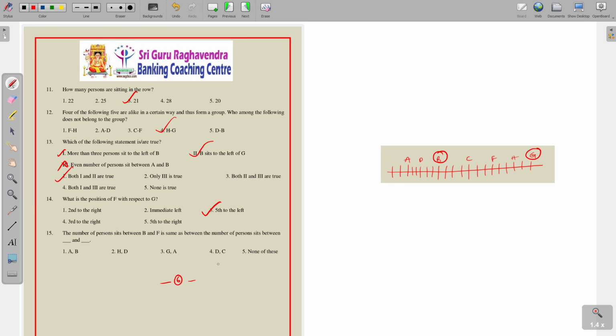So see, first one, A and B, 1, 2, 3, 4, 5 persons are there, and between H and D there are more than 6 persons, and G and A. So between G and A is also the same, and D and C. See, 1, 2, 3, 4, 5, 6, 7 persons are there. So what is the answer here? That is none of the answers. None of the answers. Next.